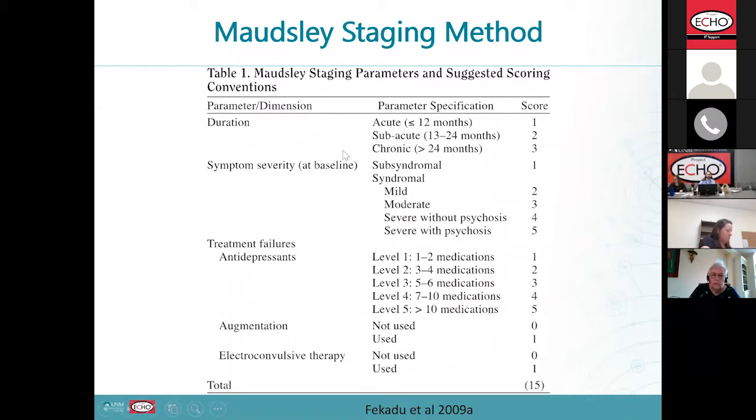And why are these different factors important? Well, each of these different factors convey some sense of resistance. So for example, chronic depression tends to be more resistant to treatment than acute depression does. So depression lasting longer than 24 months. More severe depression with psychotic features tends to be more resistant than less severe depression. The more medications that somebody has tried and have not been of benefit to that person, the more likely that their depression is to be resistant to the next medicine in line. Similarly, whether or not augmentation was used, and then if electroconvulsive therapy was used and the depression is still present, that tells you that it's highly resistant. So these are just some factors that go into treatment resistance.